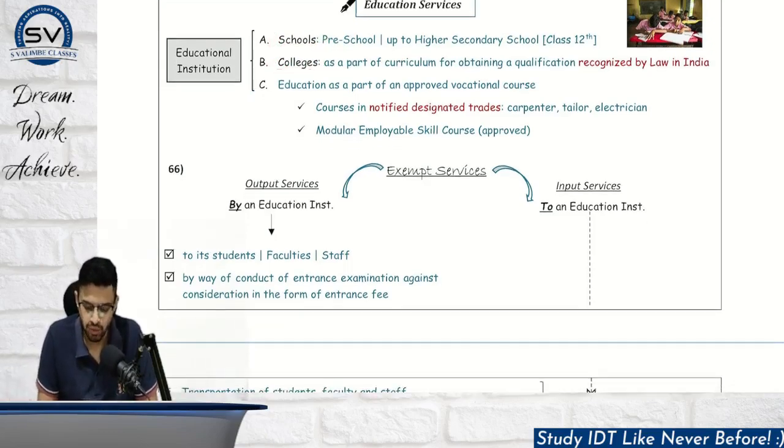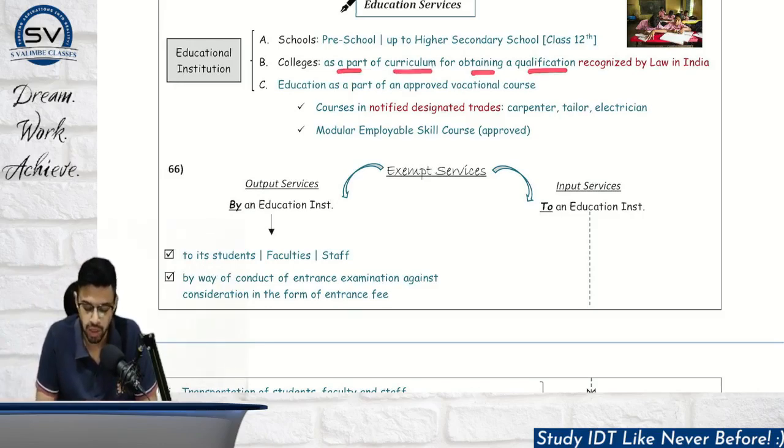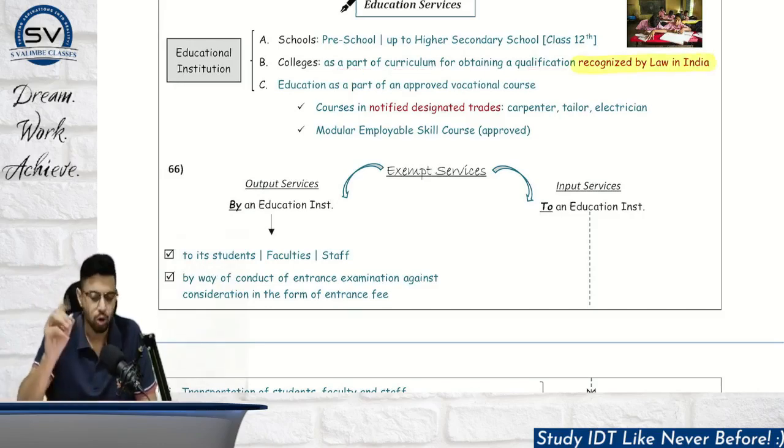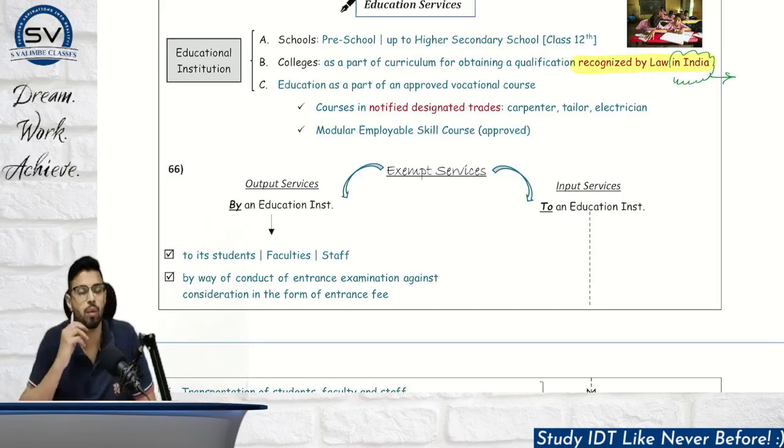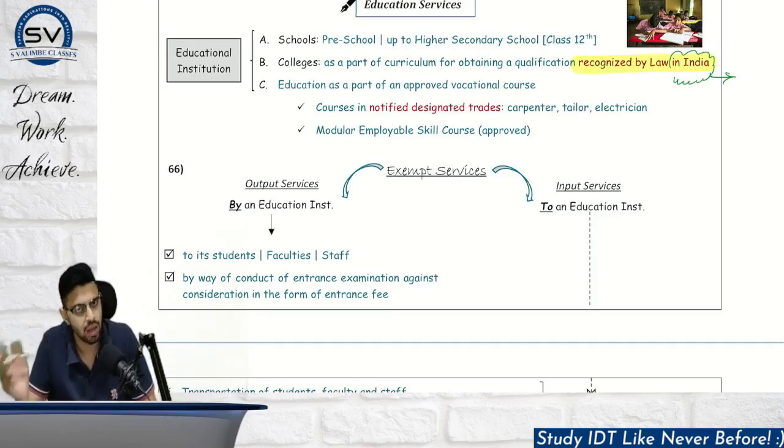So the second category is the institutions which are providing some kind of education that is a part of a curriculum for obtaining a qualification which is recognized by law in India. Two points to be noted. First, it should be recognized by a law in India. So if, let's say, there is a university providing some kind of college degree, some kind of curriculum which is recognized by, let's say, the US government but not by India, its education services will be taxable, right?